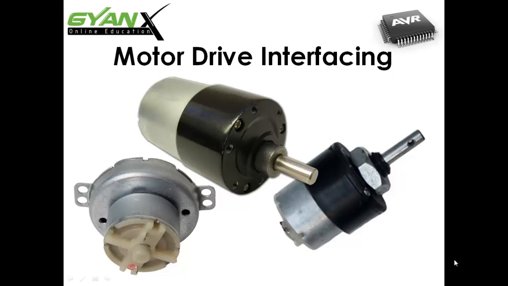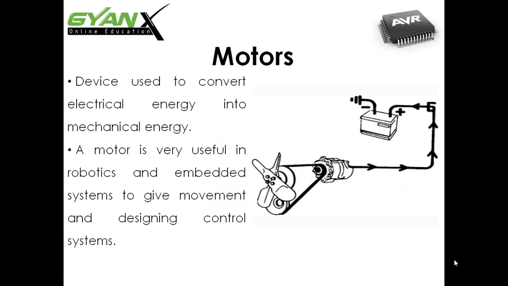Let's start with the motor driving interfacing. As all of you are aware, a motor is basically a device used to convert electrical energy into mechanical energy. The reverse of this would be the conversion of mechanical energy into electrical energy, and it is done by an electric generator. So, a motor is very useful in robotics and embedded systems to give movement and design control systems.